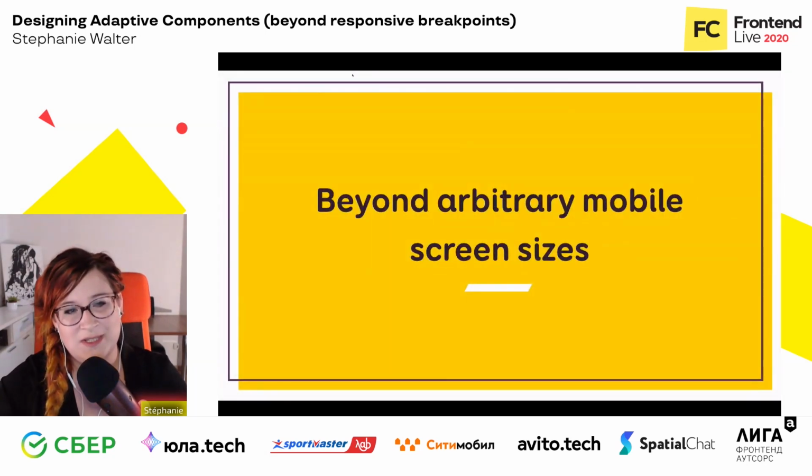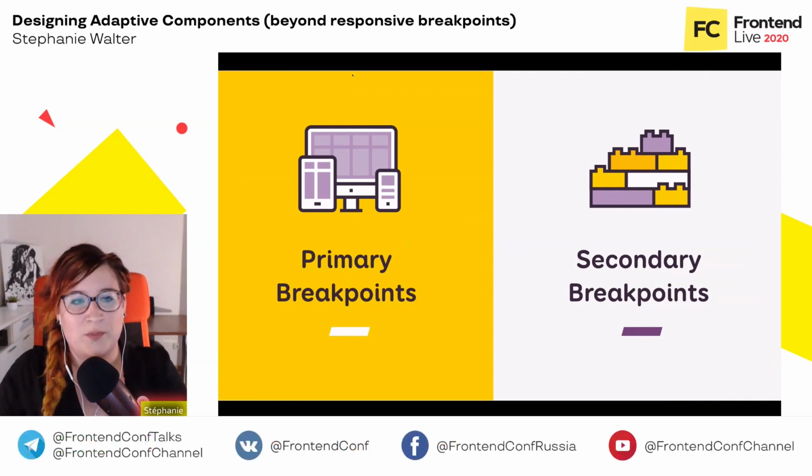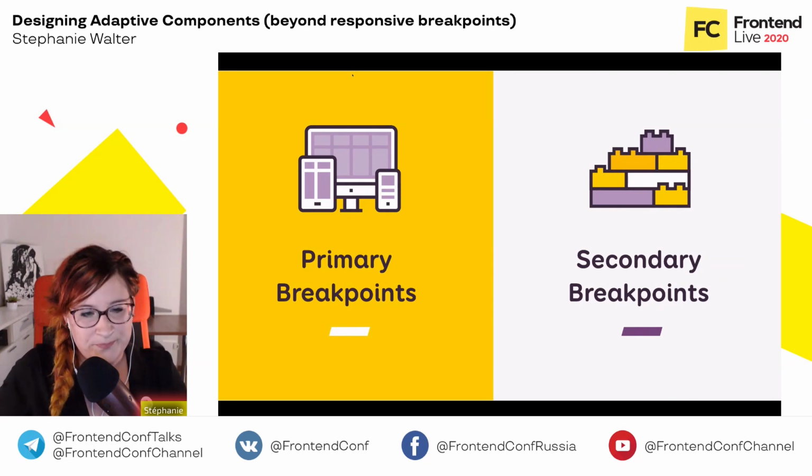Let's talk a little bit about going beyond those kinds of arbitrary mobile sizes. So in my experience, while working with developers, I've seen that we could split the concept of breakpoint in two main categories. The first one is major breakpoints or primary breakpoints, and those will be used to adapt the global layout, like shifting columns, things like that. And then you have secondary breakpoints. Those will be used to adapt the design at component, at content level.